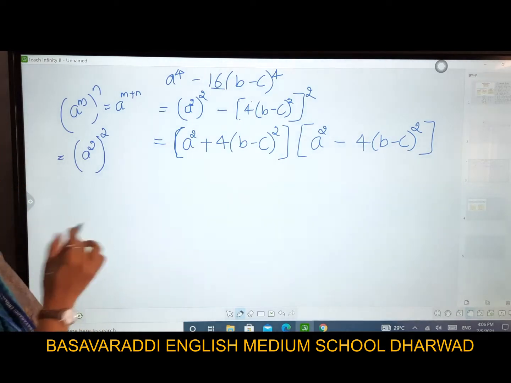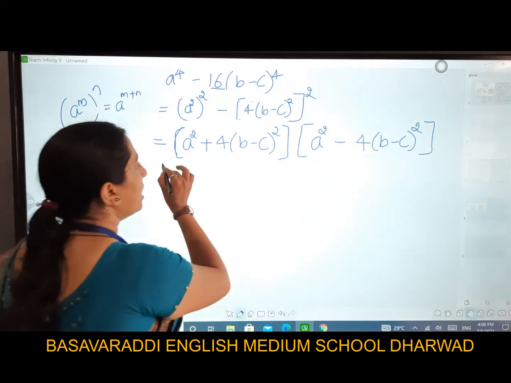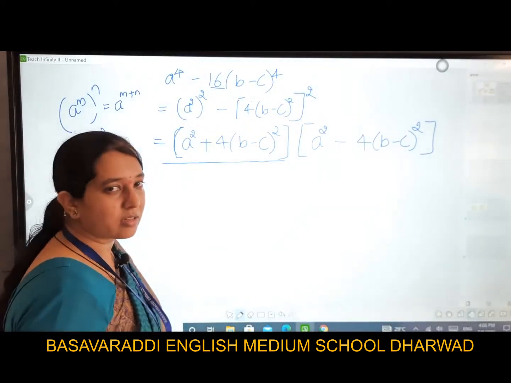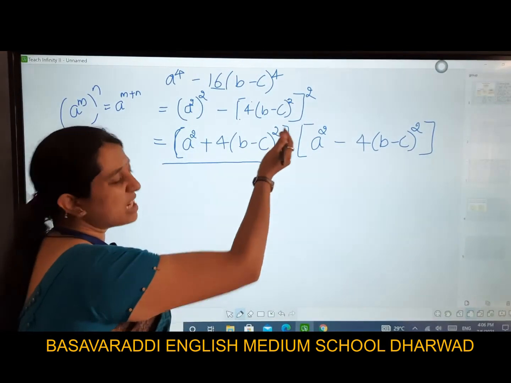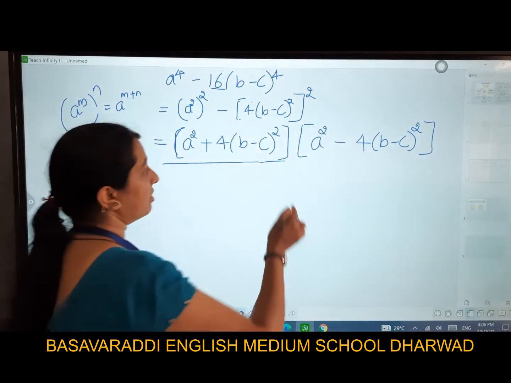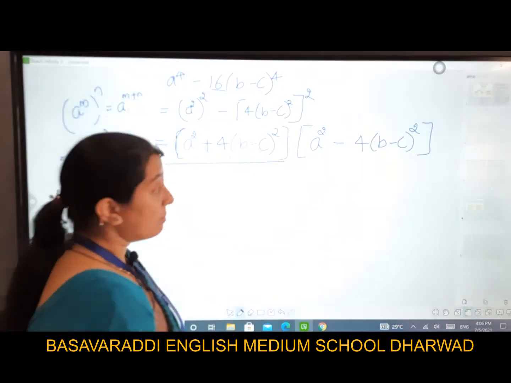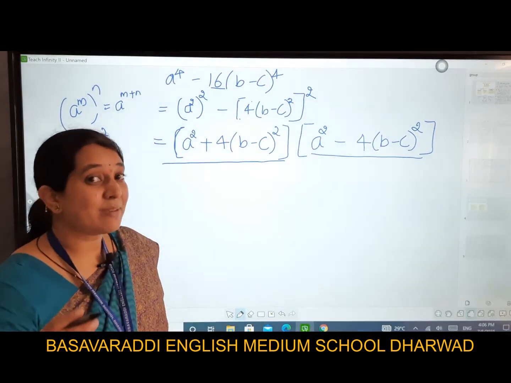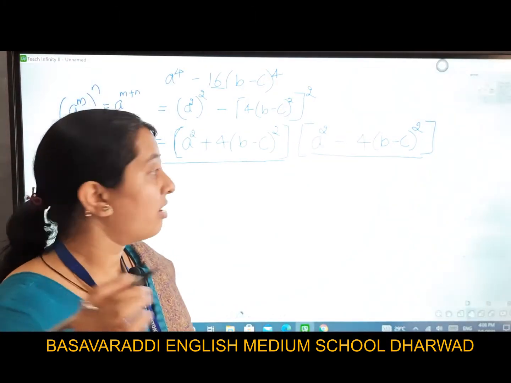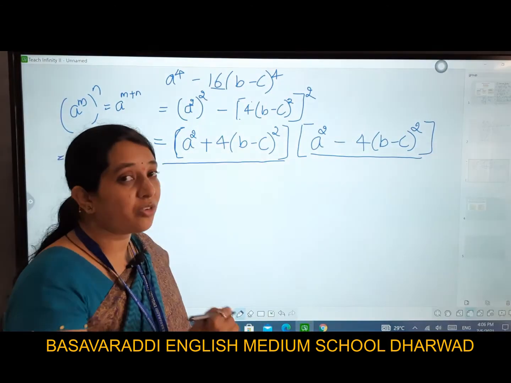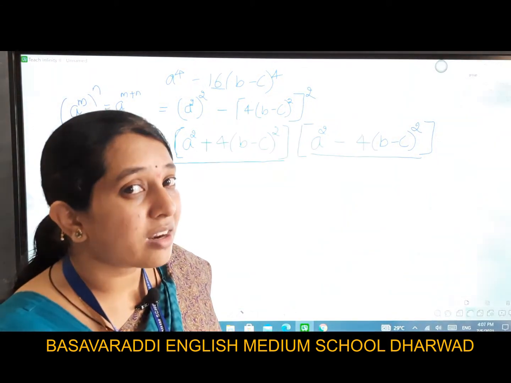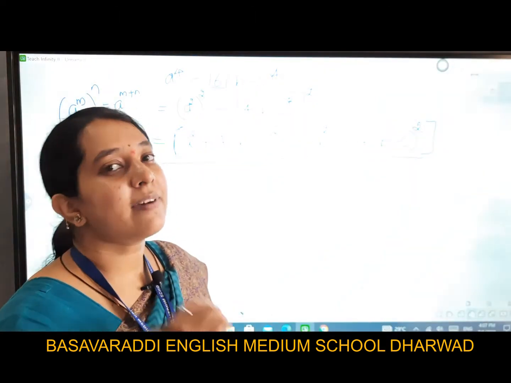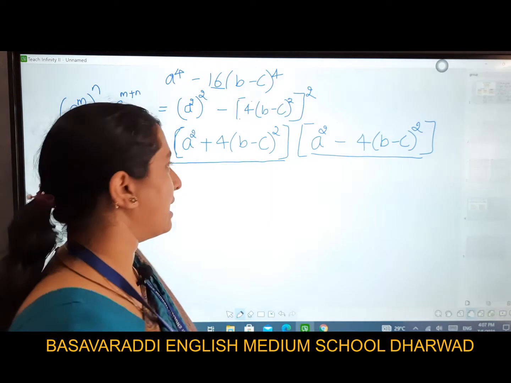Yes, now when you observe here, can we still simplify it? Yeah, we can just multiply and keep it, or we can just keep it that way. But when you observe this particular one, it is in the form of a square minus b square, correct? So again, please do apply the a square minus b square formula here.